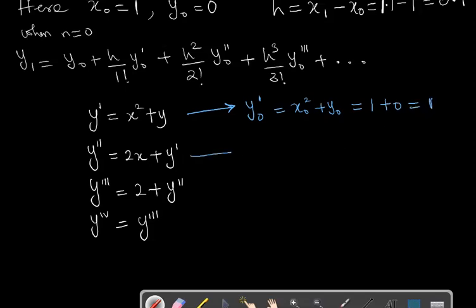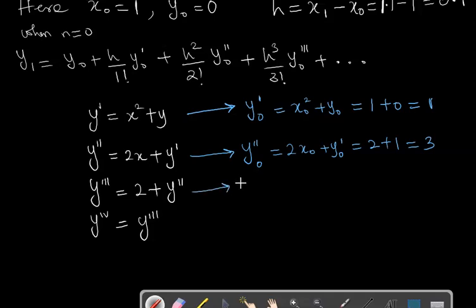Also for the second derivative, this is going to give us 2x naught plus y naught prime. So 2x1 is like 2 times 1, because x naught is 1. That will be 2, plus this, which we already got earlier to be 1. That's going to be 3.